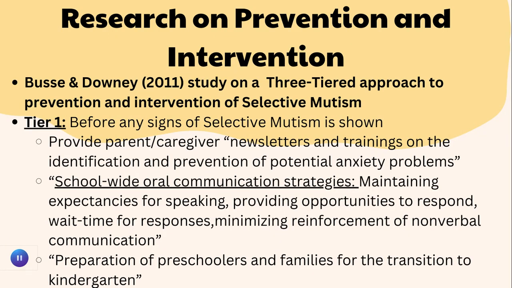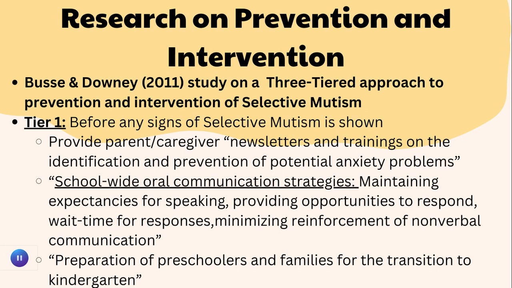So now let's look into research on prevention and intervention. Buss and Downey did a study on a three-tiered approach to prevent and intervene for selective mutism. Starting with tier one, this is before any signs of selective mutism are shown. So there are no signs, no risk, or diagnosis of selective mutism.